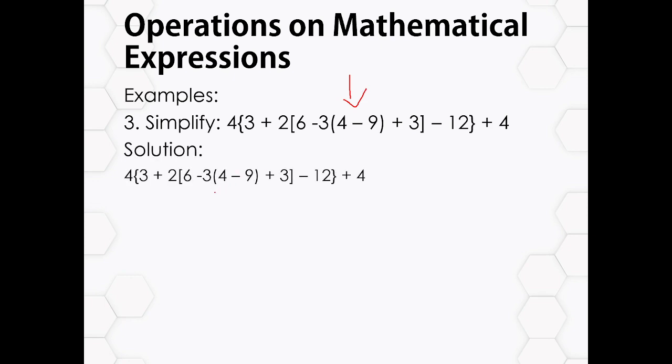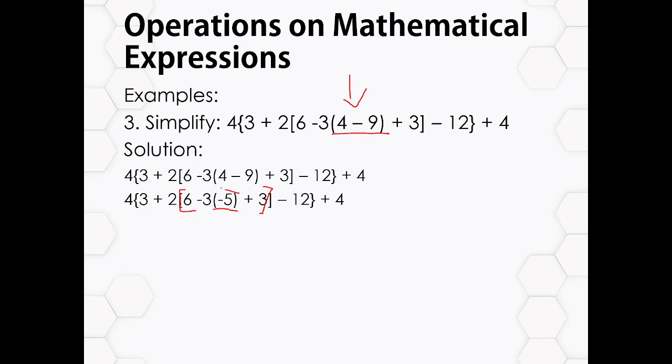In our case, that is 4 minus 9. So, when we interpret 4 minus 9, that is negative 5. Ayun. We saw that what's inside the bracket is 3 plus 2, 6 minus 3, or sorry, what's inside our next bracket is 6 minus 3 multiplied by negative 5 plus 3.